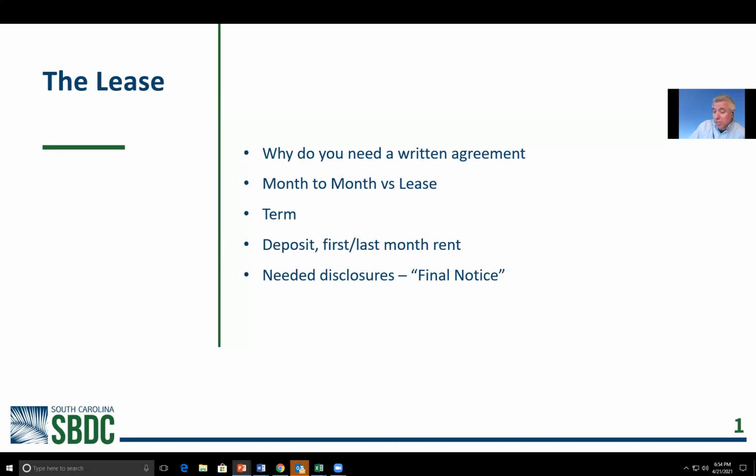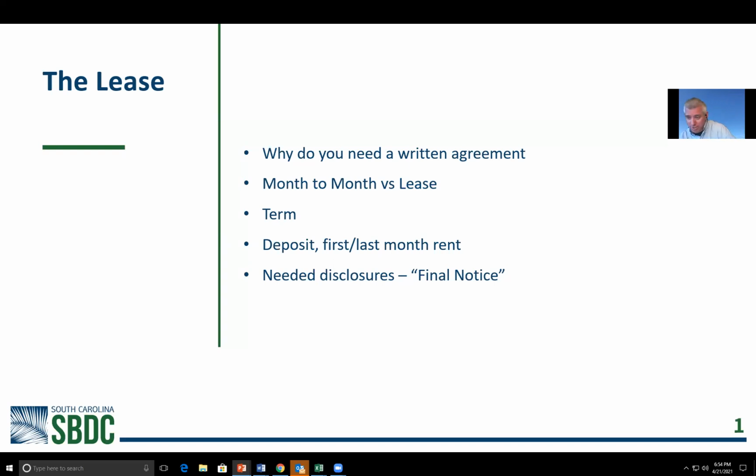How deposits work, how they're refunded, what happens if you don't return keys, what happens if it's damaged. All that is in the written lease agreement. If it's not, you might have issues with getting your money back or damages and things like that.